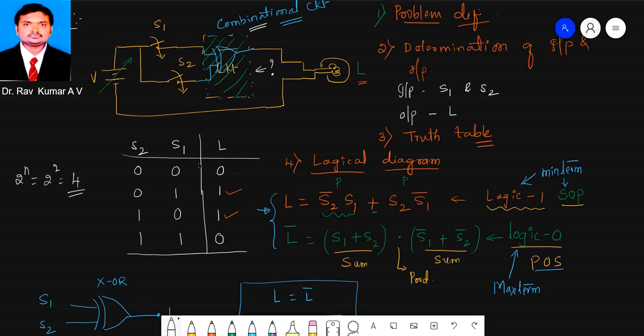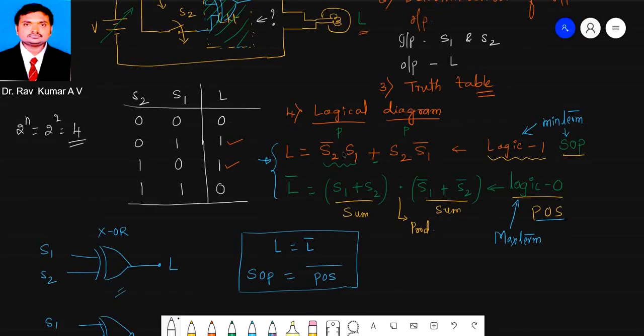First let me write the Boolean expression with respect to the logical 1s. I have written the logical 1s in this form. Considering the logical 0s, I have written them in this form. All the logical 1s are minterms, and the expression is in the form of SOP, sum of products. Considering the logical 0s, the expression is in the form of POS, product of sums. That is what we represented. As we know, SOP is always equal to the complement of POS.